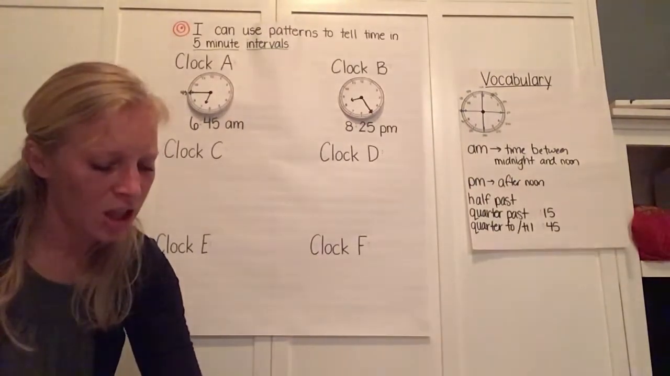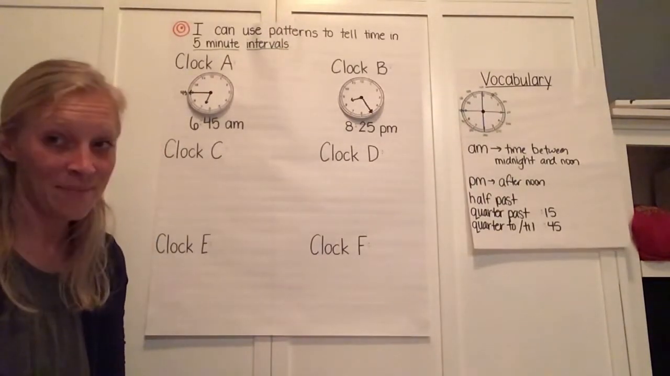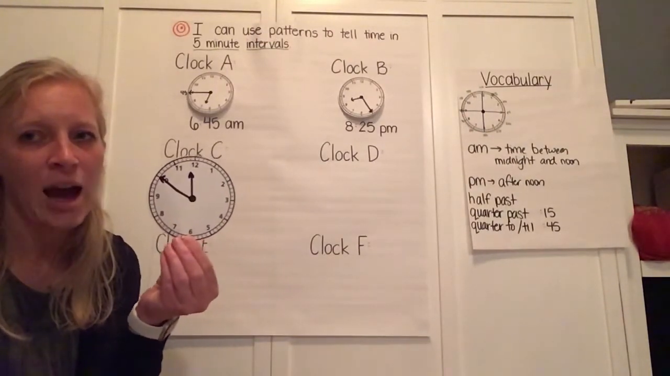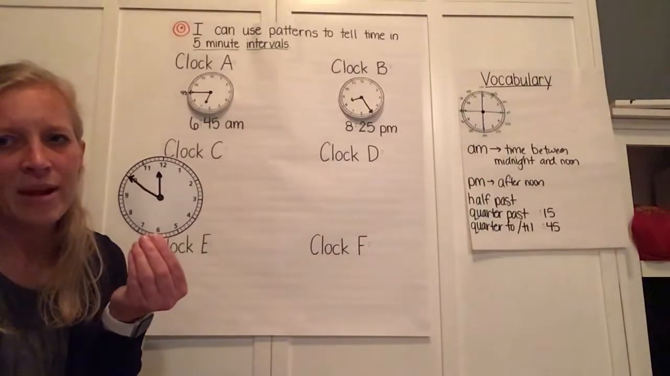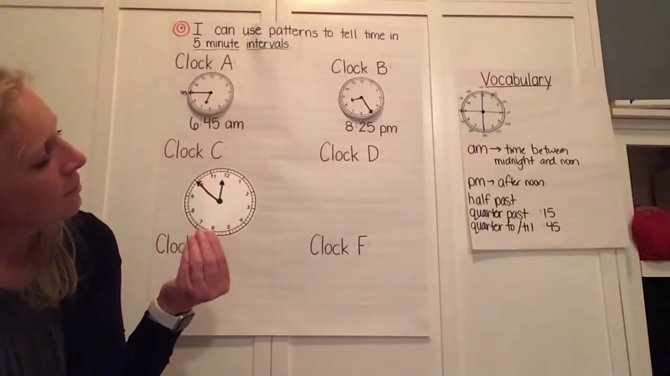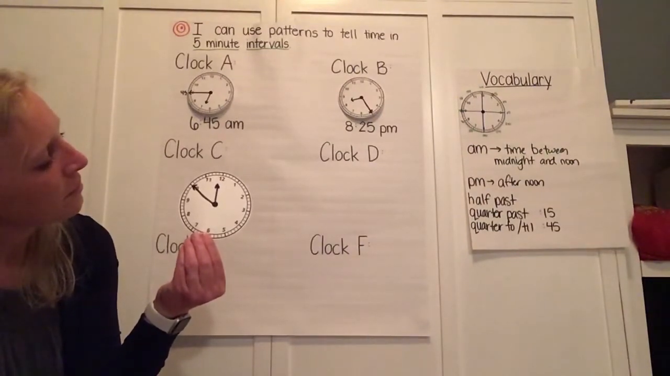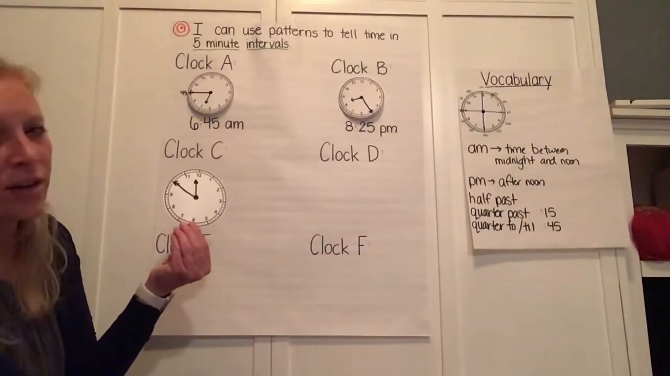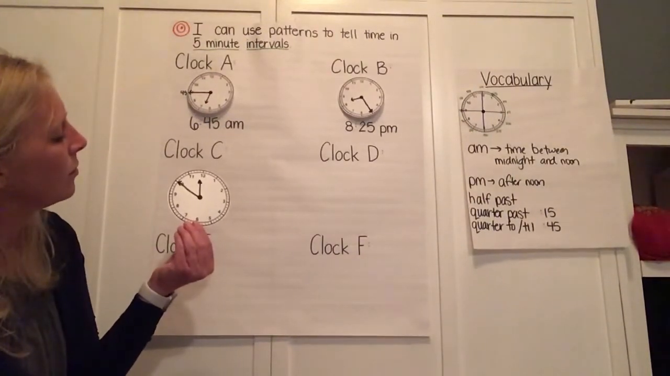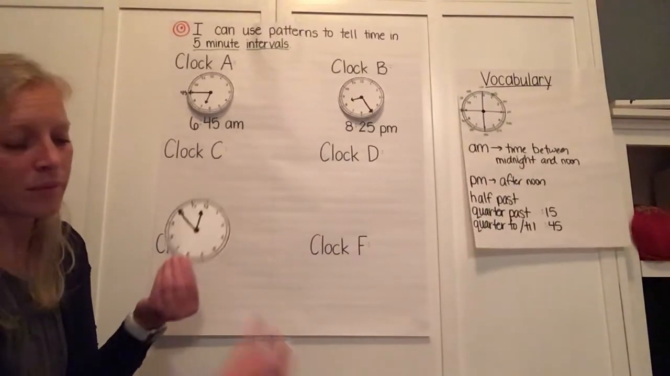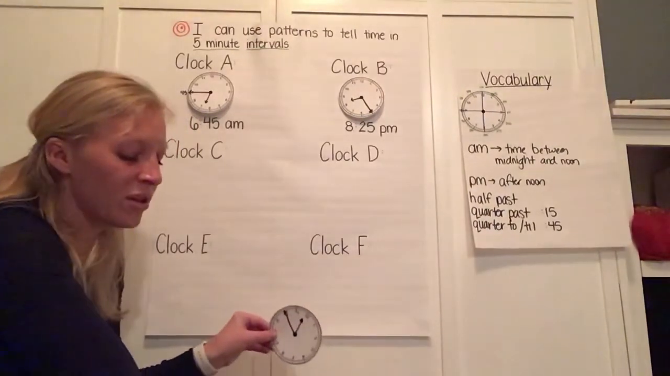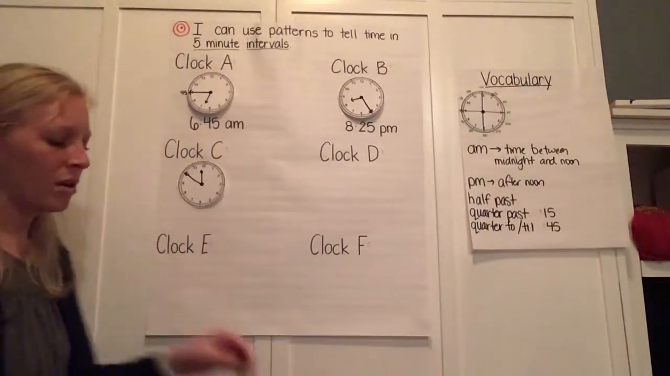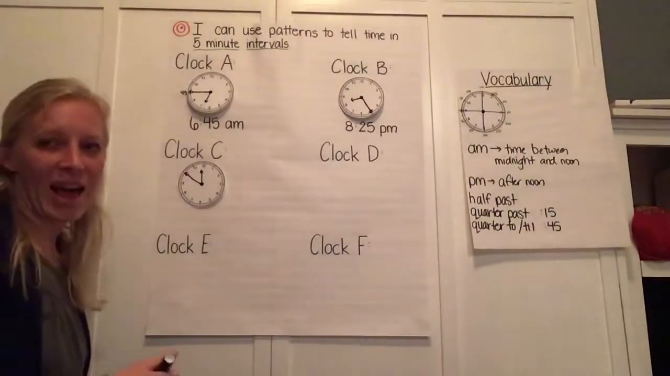How about this clock C? Ready? Write the digital time down. What's my hour? What's my minute? Okay. Is it my hour 11 or my hour 12? It's pretty close to that 12. Why would you still say it's my 11 o'clock hour though? It's not to my 12 yet, is it?